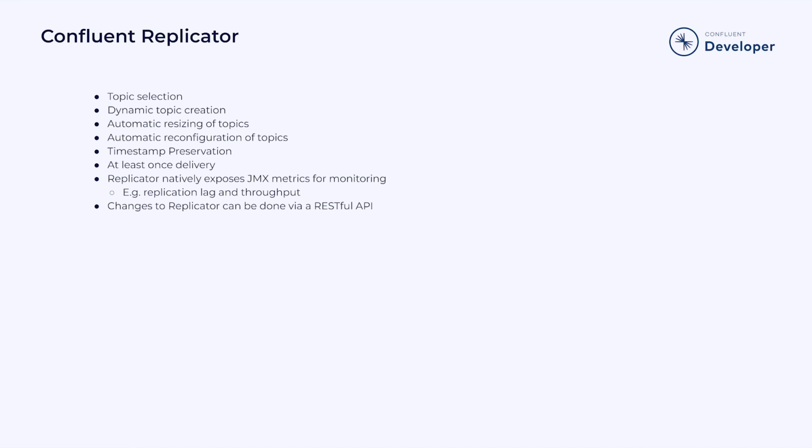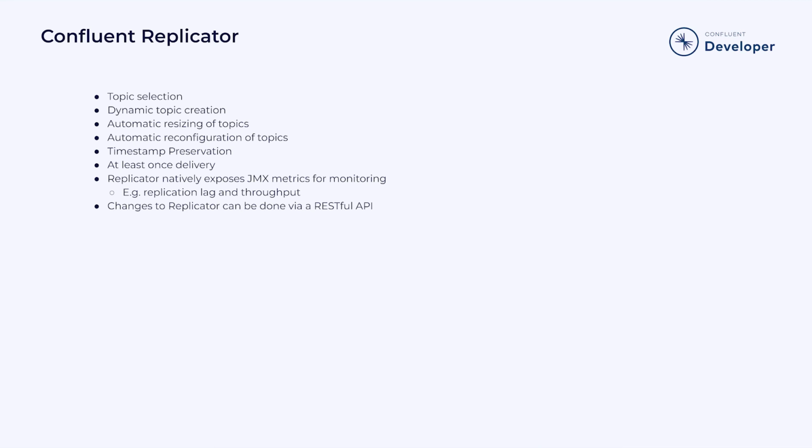Confluent Replicator supports the following features: topic selection using whitelists, blacklists, and regular expressions, dynamic topic creation in the destination cluster with matching partition counts, replication factors, and topic configuration overrides, automatic resizing of topics when new partitions are added in the source cluster, automatic reconfiguration of topics when topic configuration changes in the source cluster, timestamp preservation, at least once delivery, meaning Replicator guarantees that each record will be delivered to the destination topic, but that there might be duplicates on the destination topic.